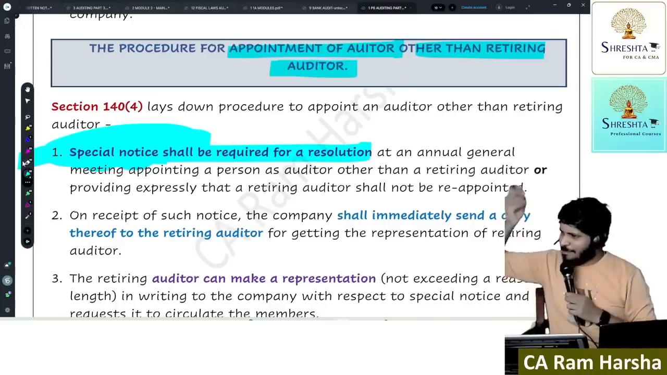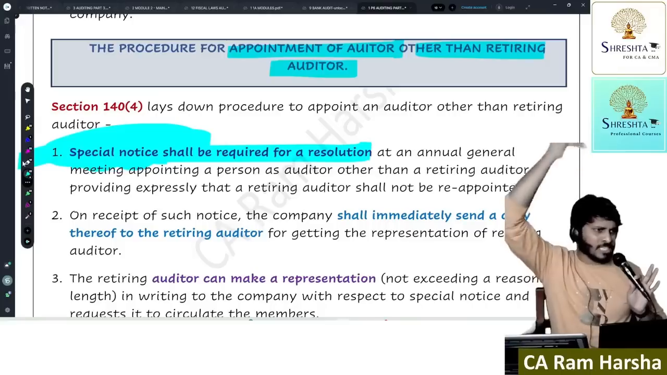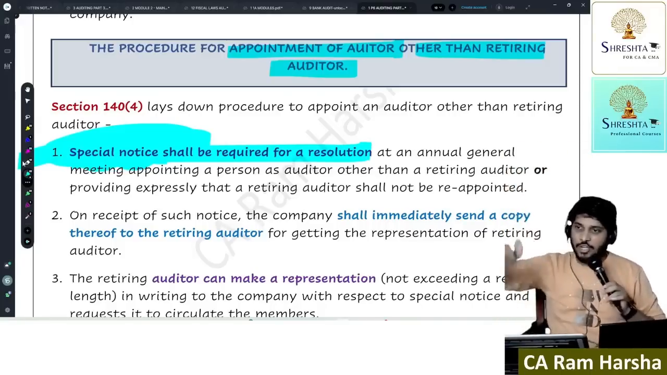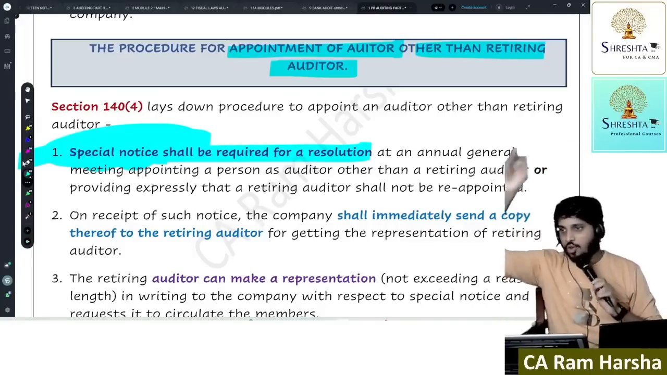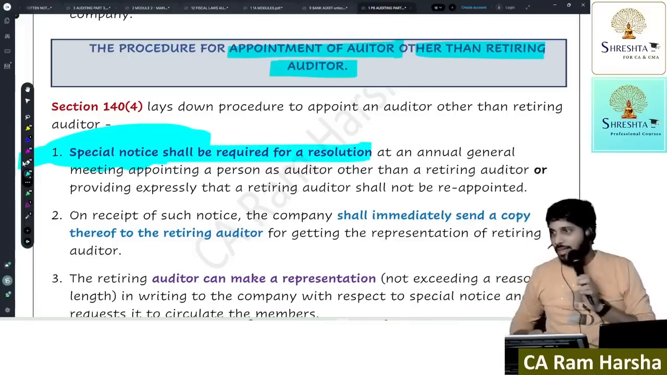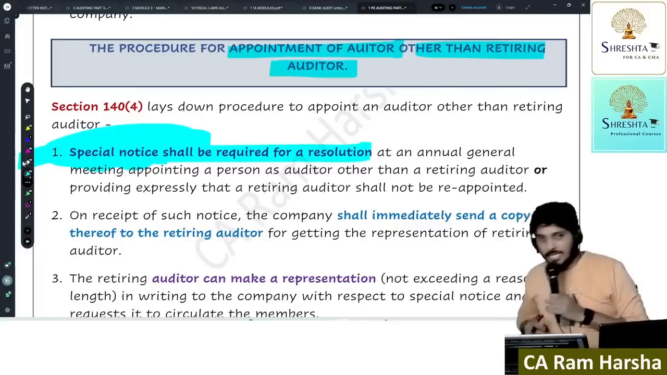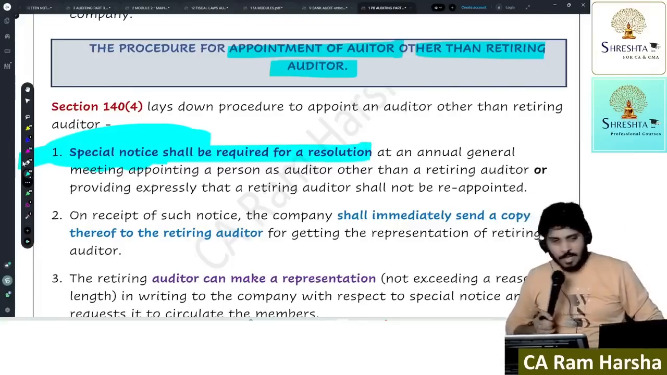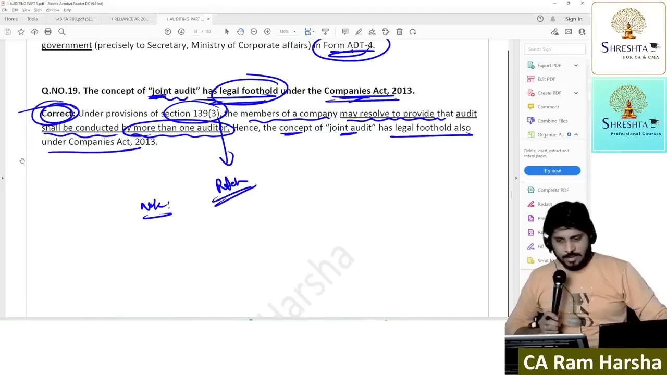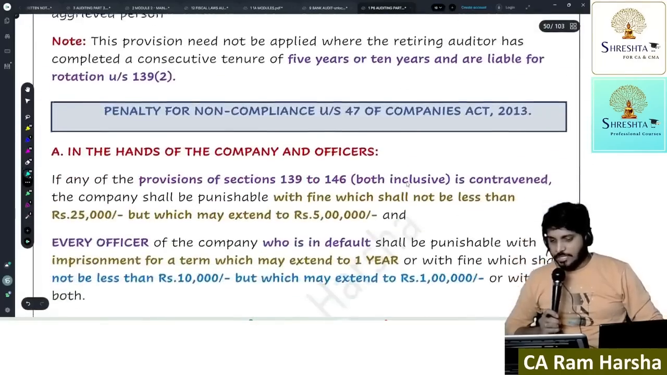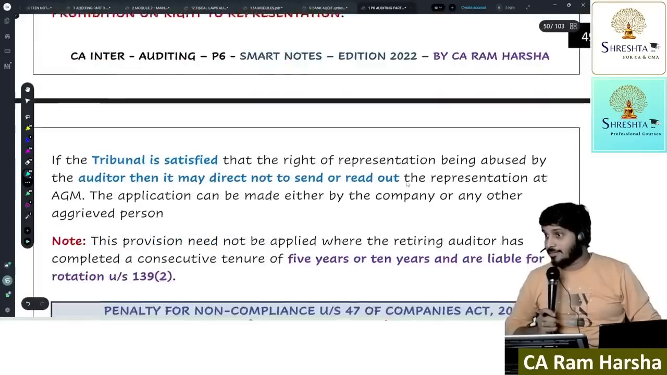Otherwise, suppose the company itself decided to change to Mr. B. Will I issue special notice? The company itself sent a new auditor's name. Should I issue a notice saying don't appoint the existing auditor? That is what is already mentioned in the notice. Able to understand? That's it. So that is the power. Have you read the special notice provisions in company law? So with this, Section 140 subsection 4 is also completed.